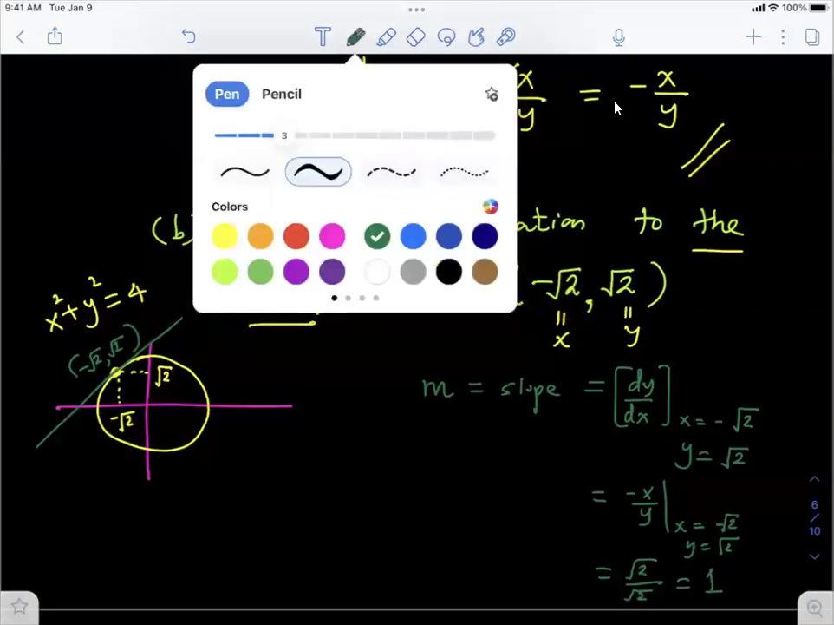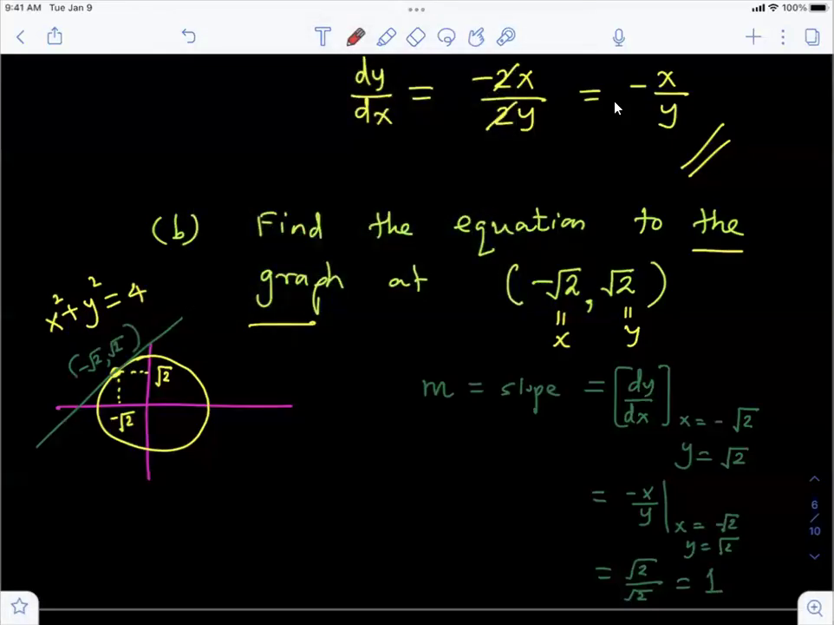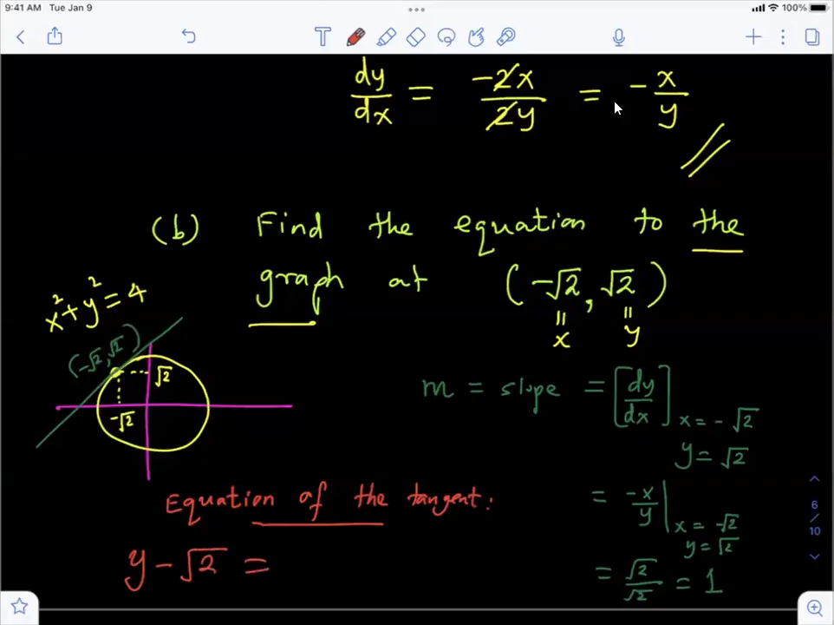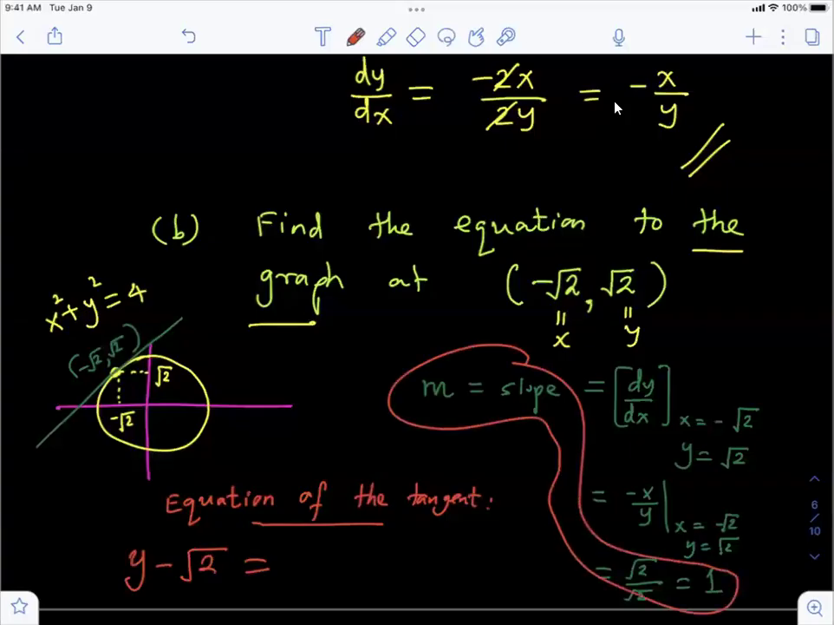Now use the point slope formula. If you recall well, this is exactly the same practice that we had in the previous problem. So the equation of the tangent line is none other than y minus the corresponding y coordinate, which is root 2, equals the slope itself. We computed it and it turned out to be just 1.